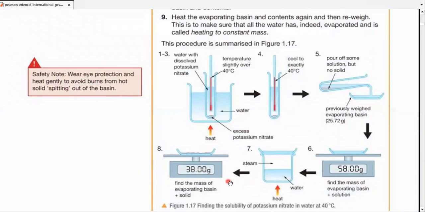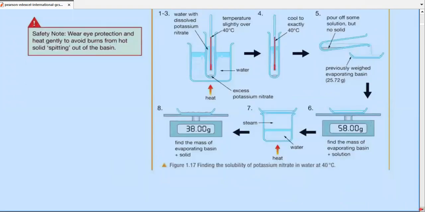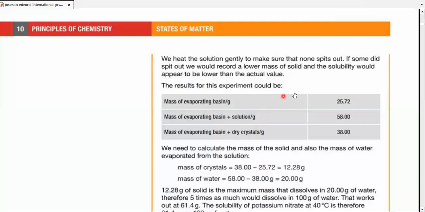The value of mass will not change when all the water has evaporated. All right, this actually gives us the confirmation that we are done evaporating the water. It is then when you can finish up this entire practical process and move towards your calculation. Now, what is the calculation?